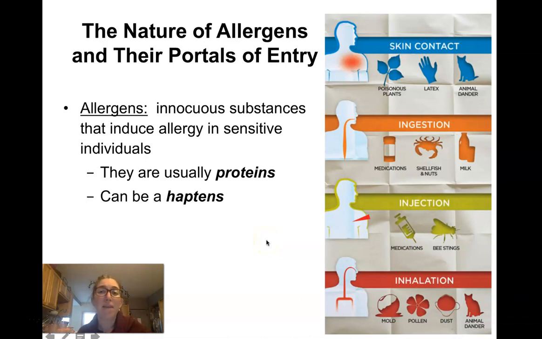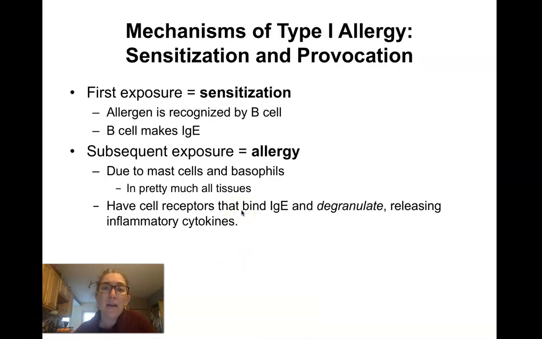They can be injected. Bee venom is the classic injected allergen. So let's talk about the mechanism. What's actually happening in the body during a type 1 allergic reaction, or type 1 hypersensitivity? In all of these types of allergic reactions, it's a sort of two-step process.